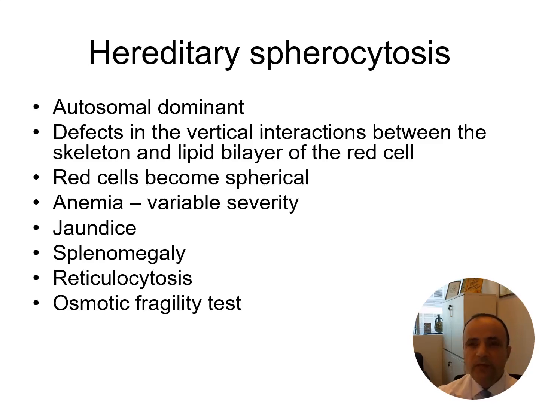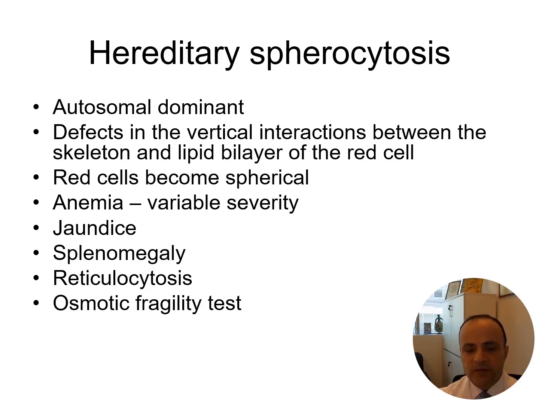So with hereditary spherocytosis, this is an autosomal dominant disorder, and as you know, the red cells have this biconcave shape because for the same volume they can have a larger surface area to allow more oxygen exchange. And there is a cytoskeleton underneath the cell membrane that keeps the cell in this biconcave shape.